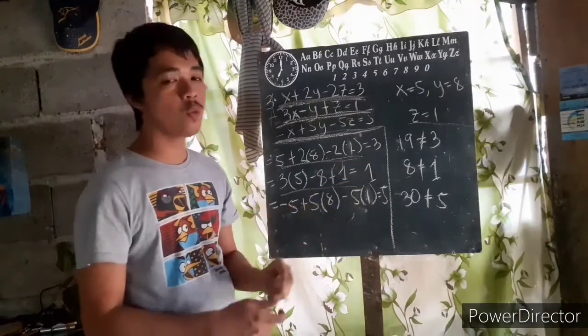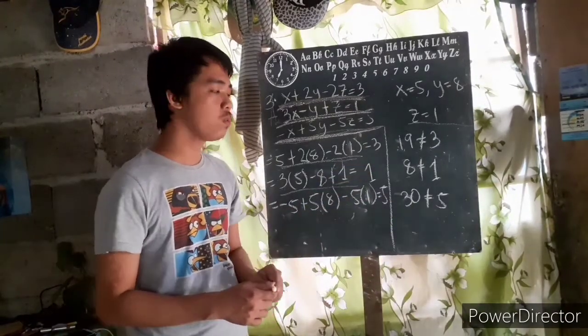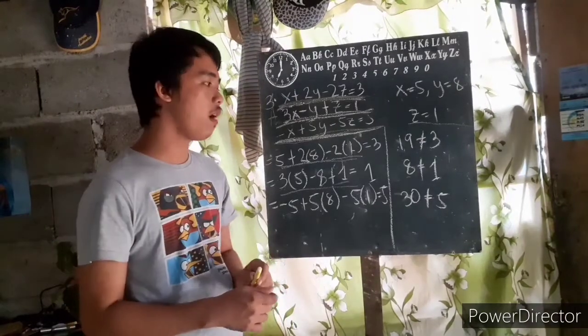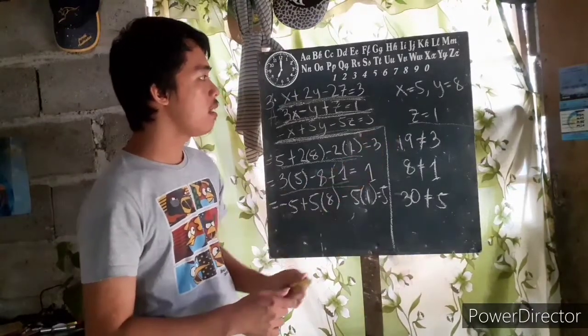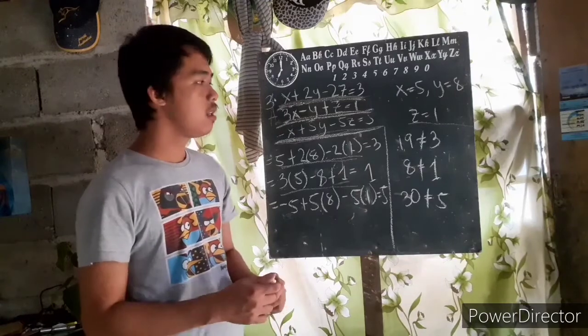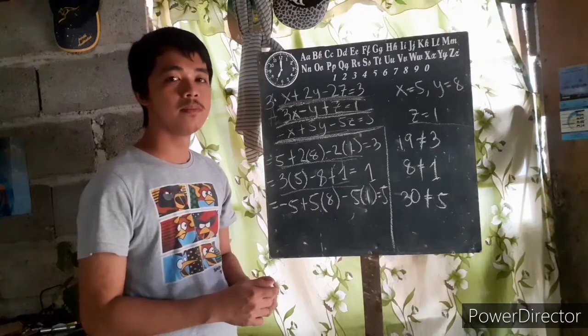Since 19 is not equal to 3, 8 is not equal to 1, and 30 is not equal to 5, therefore, (5, 8, 1) is not a solution of the linear system.